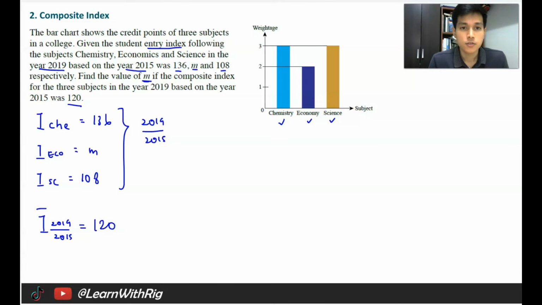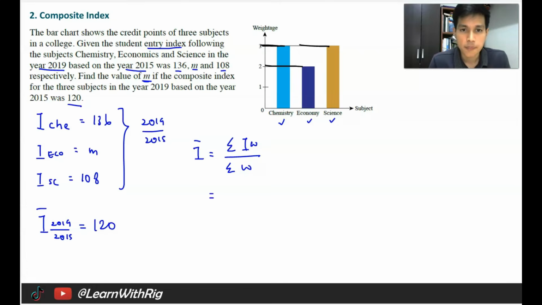Since they gave you the composite index, you have to use the composite index formula. Here is all the weightage: chemistry is 3, economy is 2, science is 3 as well. These are different weightage. So we're just going to use the formula: I-bar equals the sum of price index multiplied by weightage, divided by the sum of weightage.